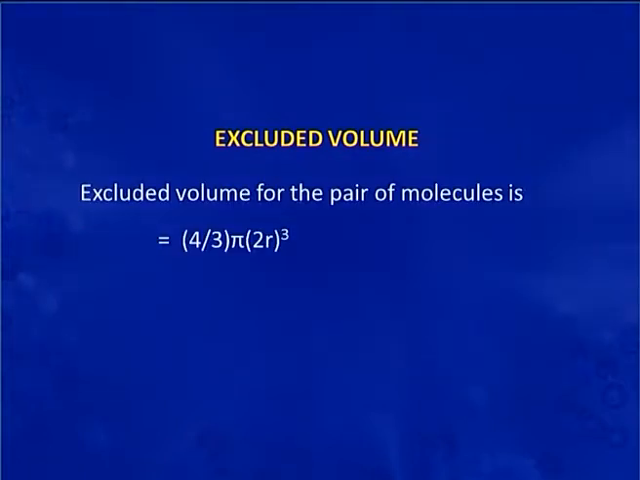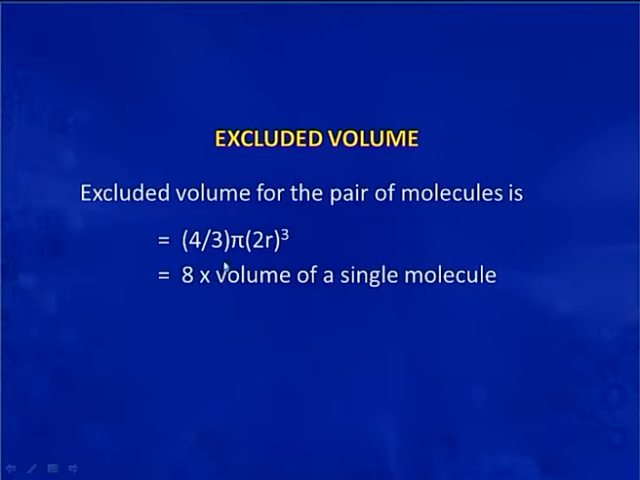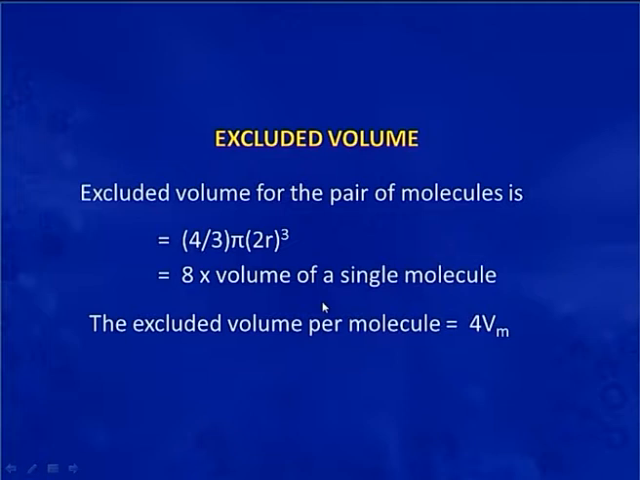So, now you can write that the excluded volume of the pair of molecules is 4/3 pi (2r) cube. So, the expression will be 8 into 4/3 pi r cube. Now, we can write it as 8 into the volume of a single molecule, but we have to calculate the excluded volume per molecule. So, the excluded volume per molecule here is 4 into Vm, that is, the actual volume of the gas.